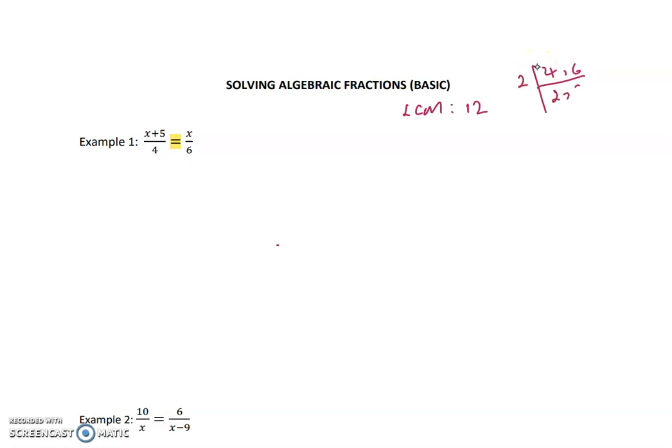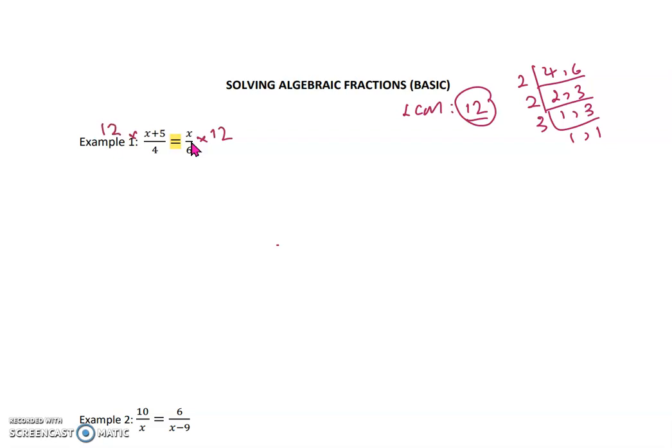If you're not sure how to do that, you can use the ladder method. Divide by 2, carry down the 3, and then you have 1 and 1. So 2 times 2 is 4, 4 times 3 is 12. That's how you get the LCM of 12. Now we're going to use this LCM of 12 to multiply both sides, so we're going to times 12 and times 12.